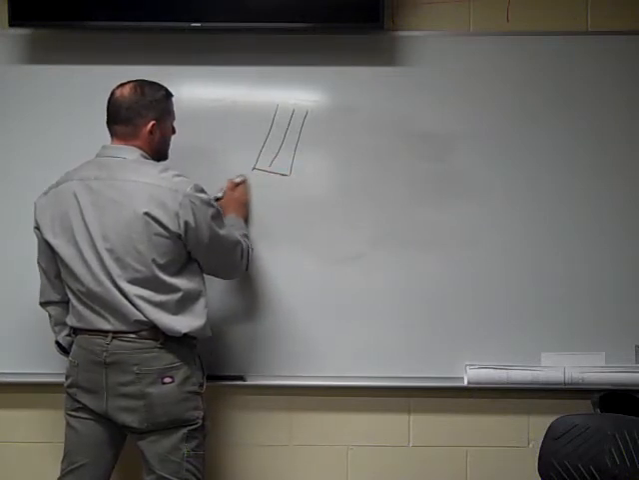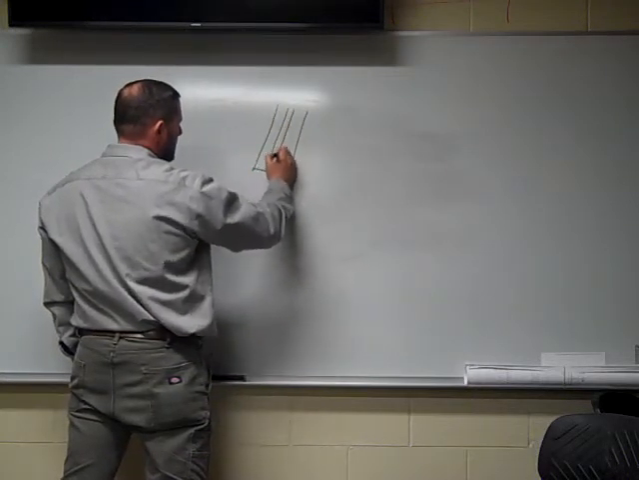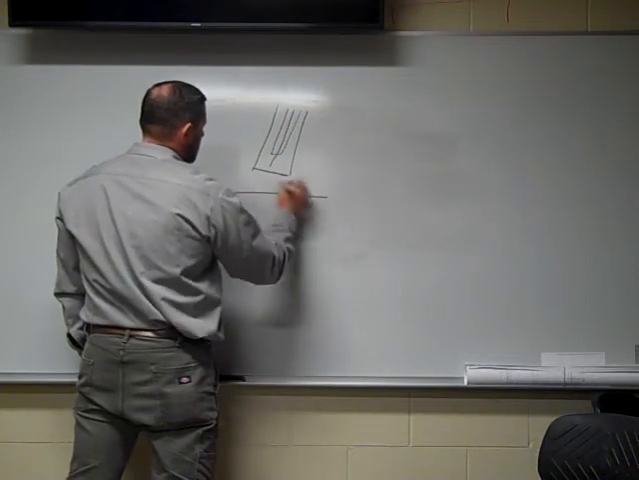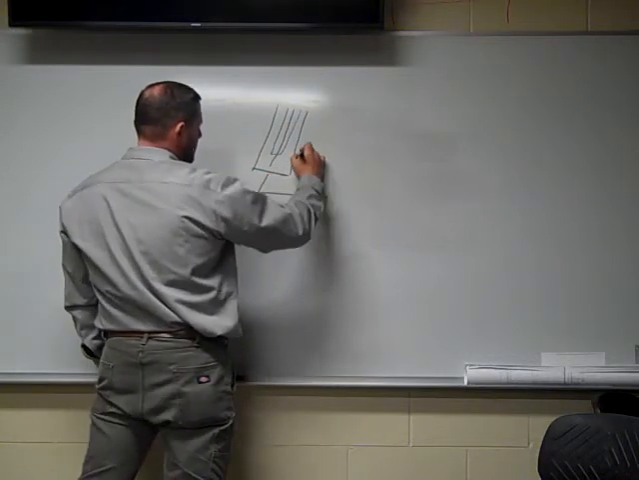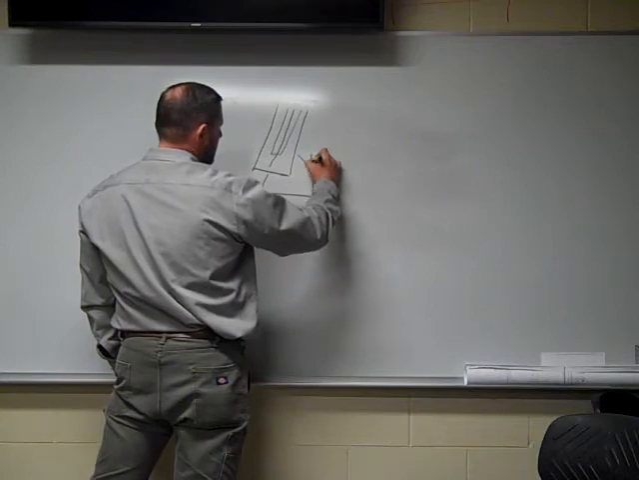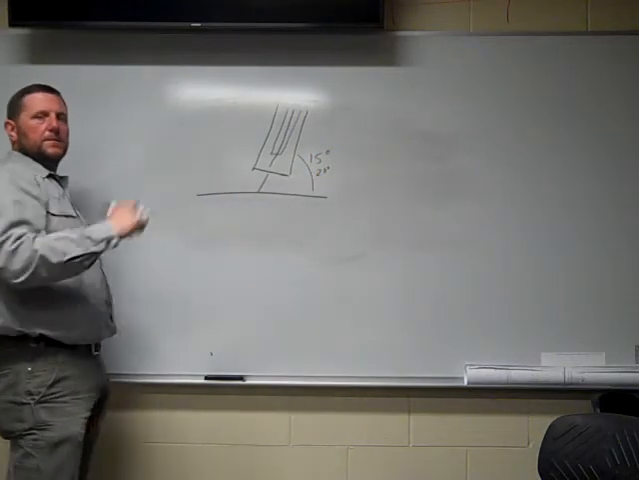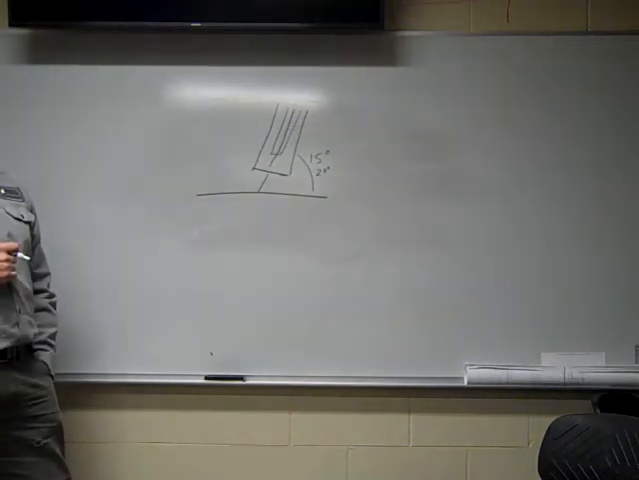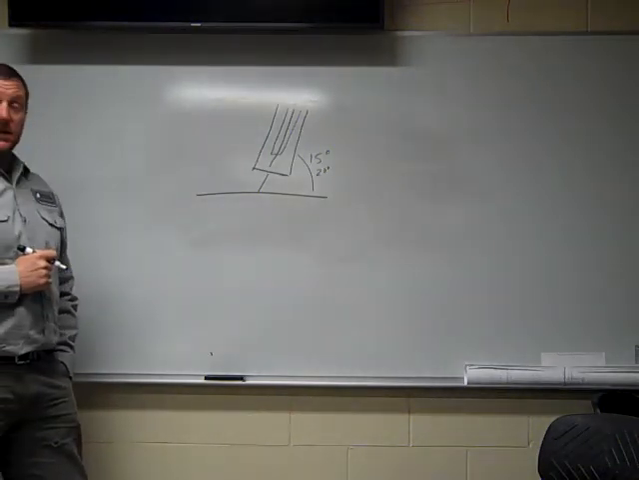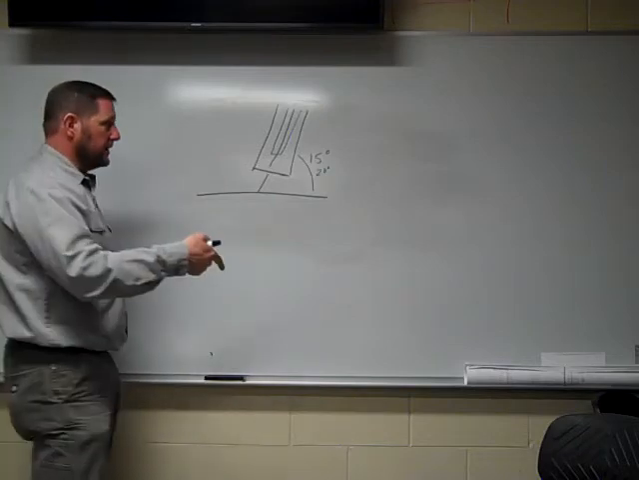Let's do that. Contact tip. So as your wire's coming down, about 15 to 20 degrees angle on your base mount. That is what they consider your gun angle, the angle of your gun.